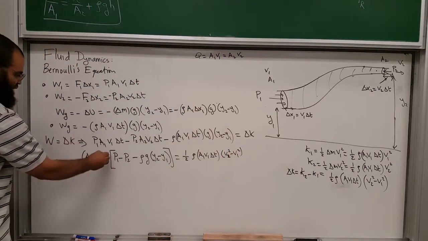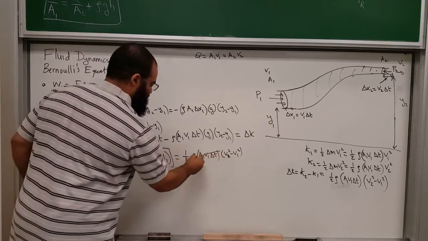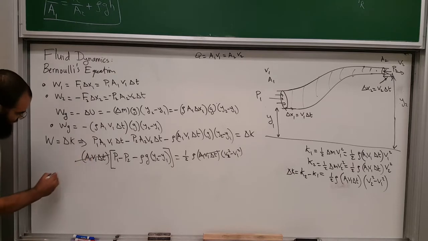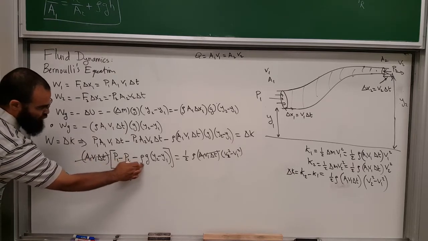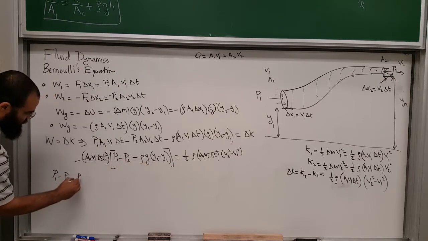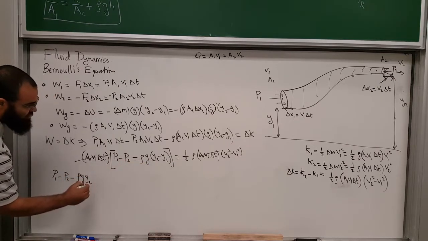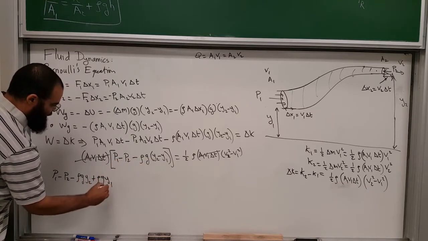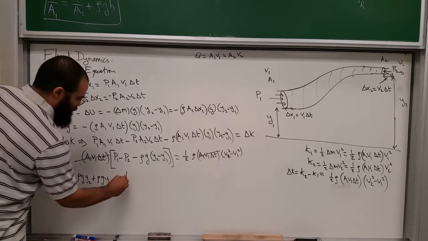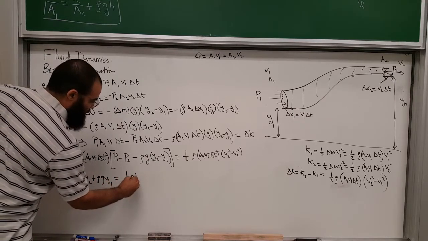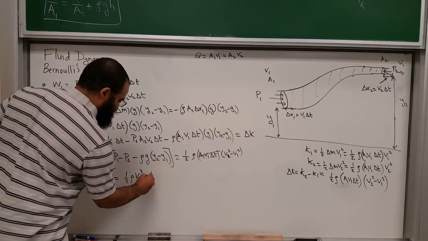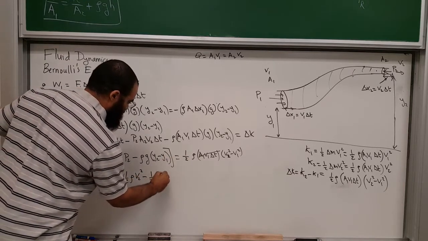Well, here is why I factored them. This and this cancel. All that stuff cancels. And so let's write this one more time. So I have P1 minus P2 and then minus rho g y2, and minus times minus is plus rho g y1, equals 1/2 rho V2 squared minus 1/2 rho V1 squared.